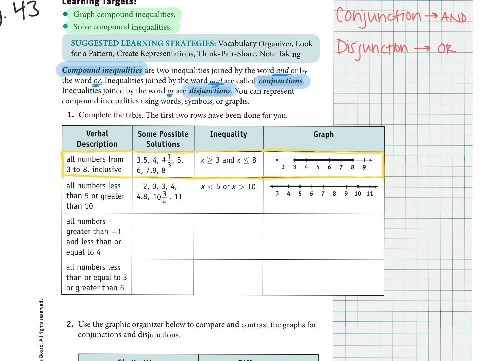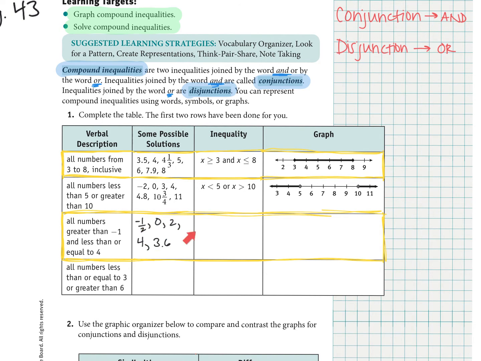You're going to look at 2 rows below, and you are actually going to complete some possible solutions, the inequality, and the graph. So go ahead, pause right here, and fill in all of these spaces in regards to this verbal description.